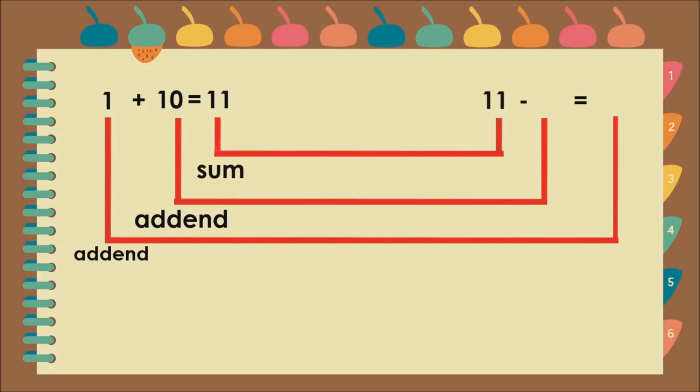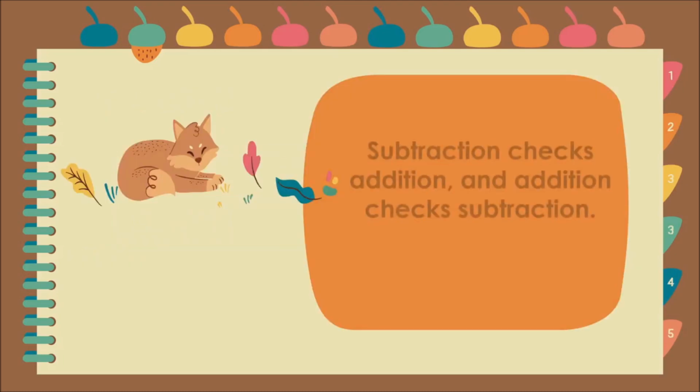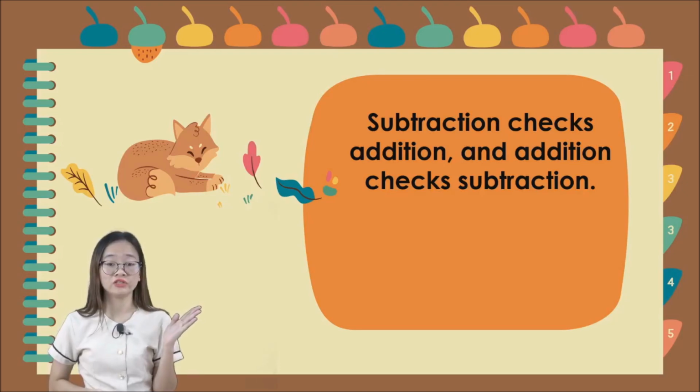Now, on the other side, we have 11. We use the sum in the addition, which is 11, as the minuend, and also the 10, the addend, we use as the subtrahend. So 11 minus 10 is equal to 1, which is the difference. Subtraction checks addition and addition checks subtraction.